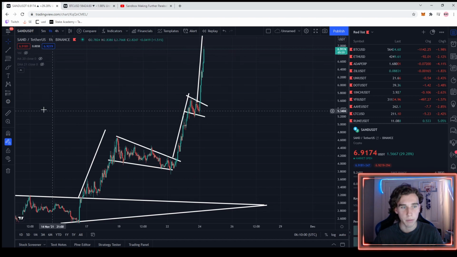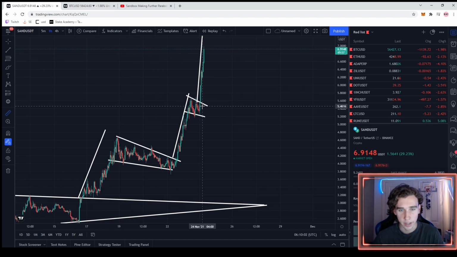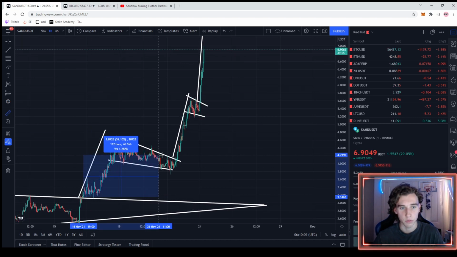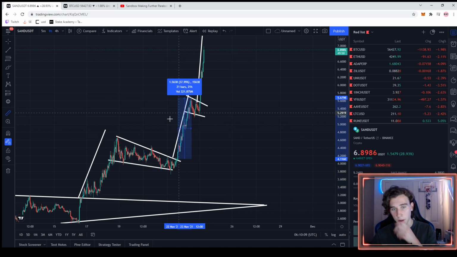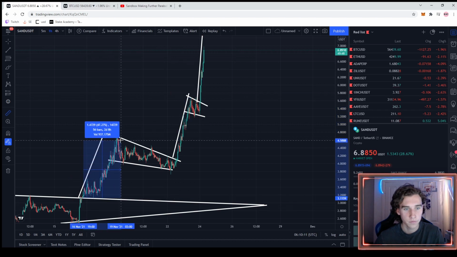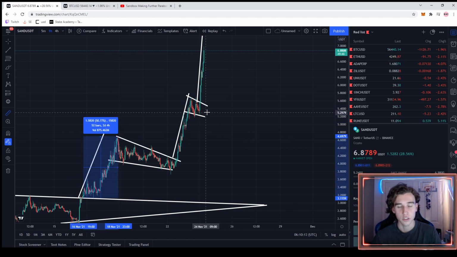And mind you, we had a big pump, right? Look at the second bull flag. So this is the first bull flag here. Look at the second one. This is a 37% pump, which is smaller than the first one, 50%. So diminishing returns has taken place, which, as we expect, makes sense.